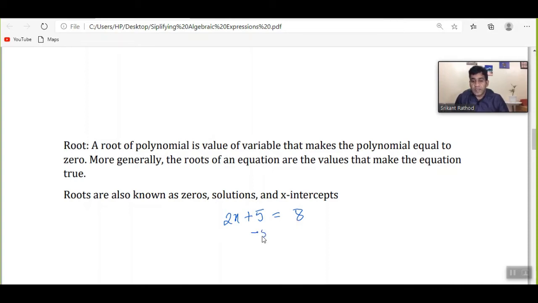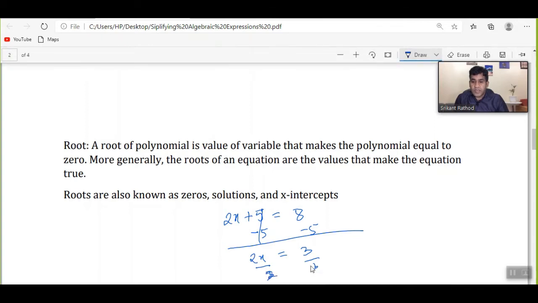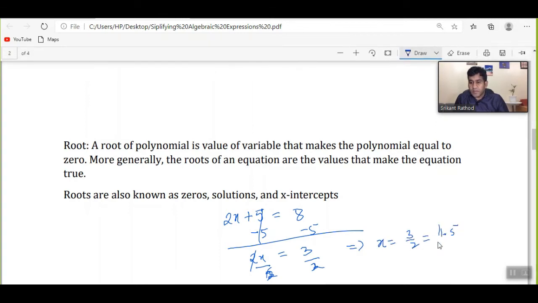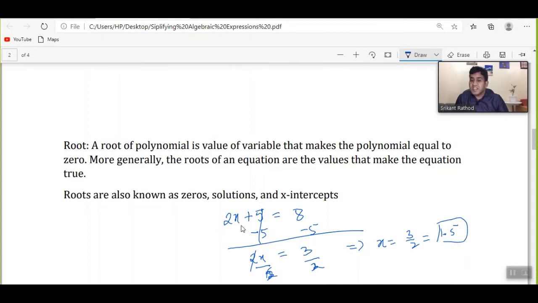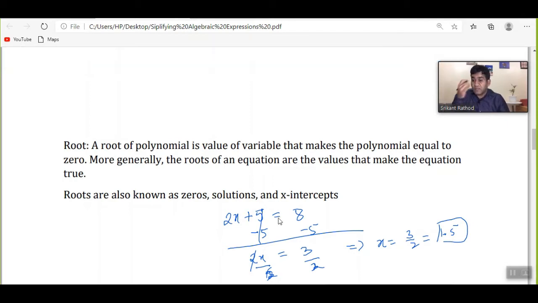So to solve for x, subtract 5 from both sides, then it becomes 2x is equal to 3. Now divide by 2 on both sides. So then the value of x is going to be 3 by 2, or I can say 1.5. So if you substitute the value of x here as 1.5, this entire expression is equal to 8. That is what we say is the solution of the equation, and the value of x is called the root or a solution or x-intercept of that given expression.